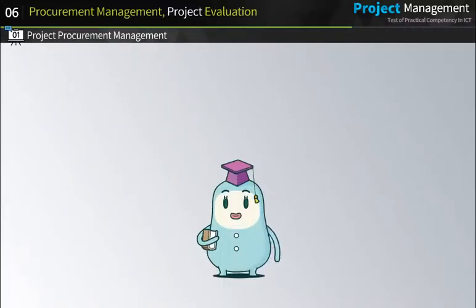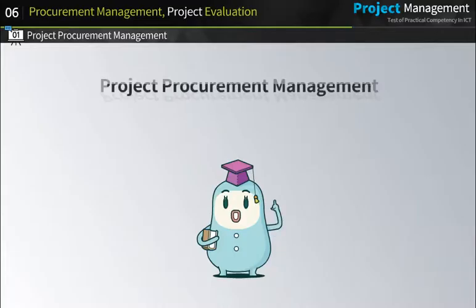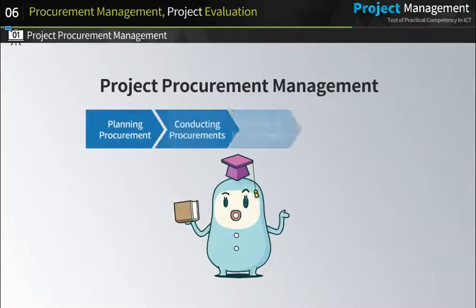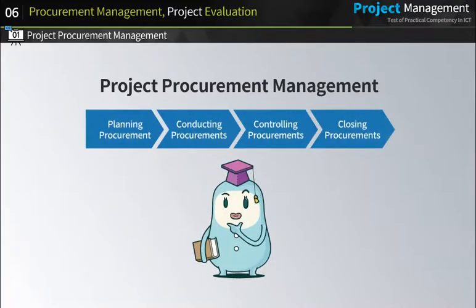Now I would like to explain the procurement process for outsourcing. Most companies prefer to outsource their project activities to an external service provider so that they can focus more on what they do best. The process for procurement management are as follows.